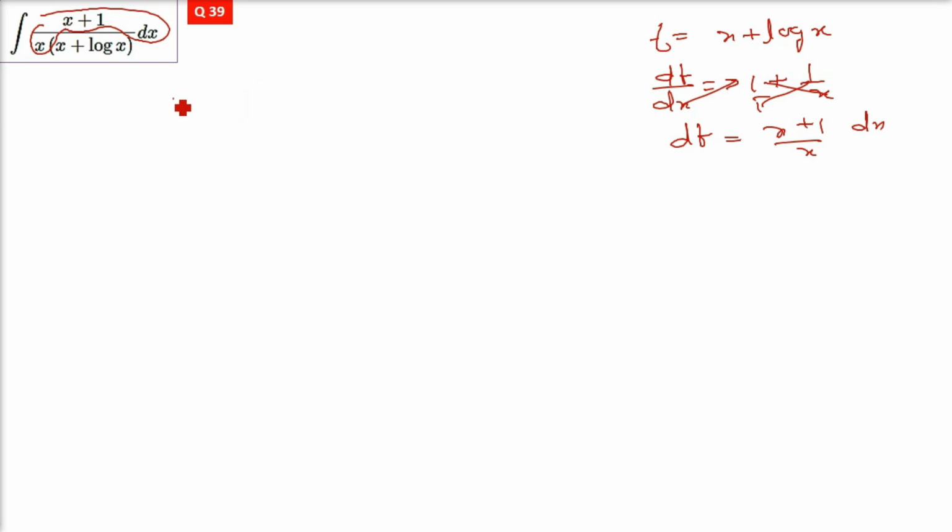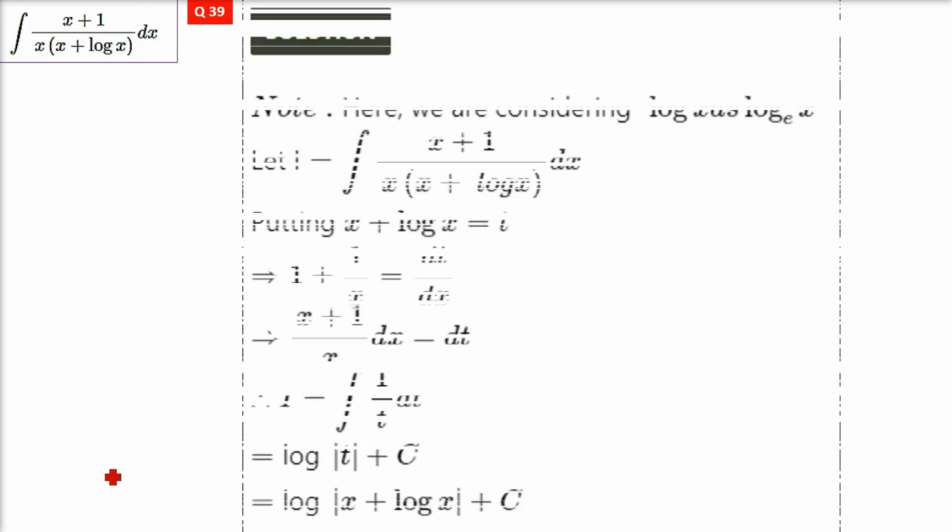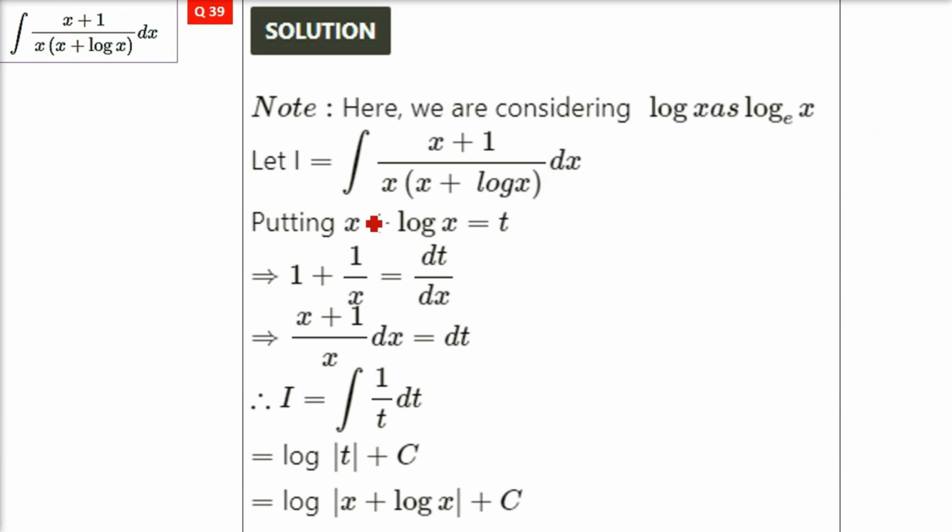Now let us take this. This integral will be integration of, this is dt, then we have t. So the formation will be ln modulus of t plus constant of integration. And this ln modulus t, what was t? It was x plus log x plus constant of integration. This is your answer. Okay, this is the solution I was talking about. So please remember to let the examiner know that you know this log x is log base e x.